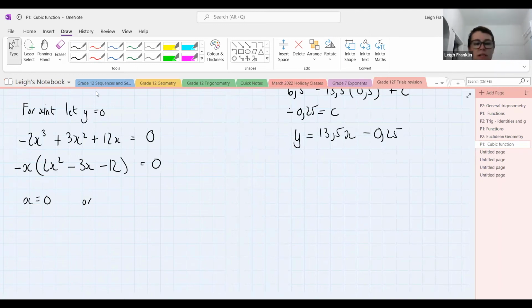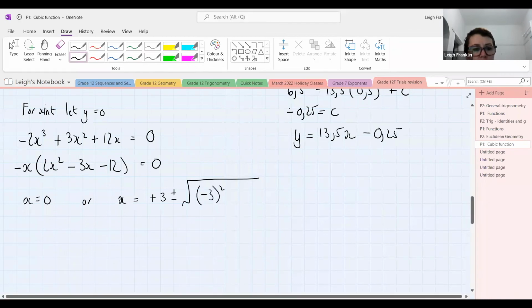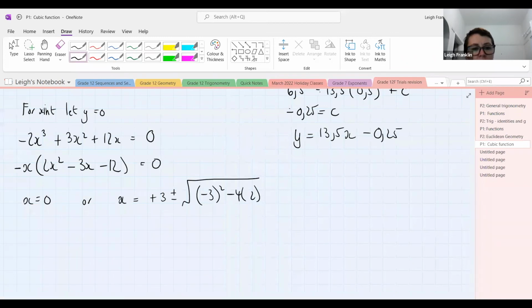Okay, no, it doesn't factorize nicely, so we would have to use the quadratic formula. My apologies. All right, so there we go. What we would have to do now is sub this into the quadratic formula. So x equals negative b plus or minus the square root of b squared, so that would be minus 3 squared minus 4ac, all over 2a. Oopsie, and then a needs to be 2.